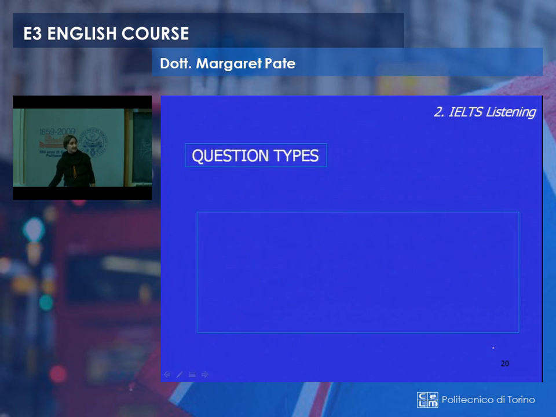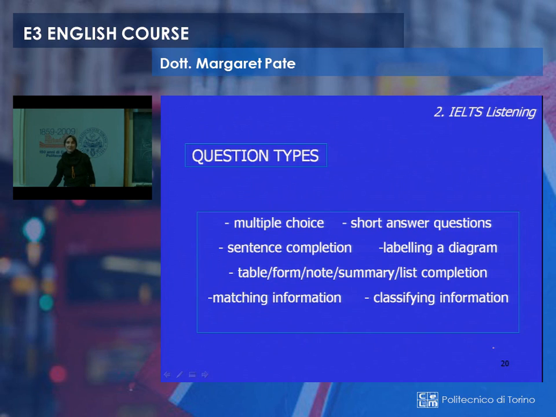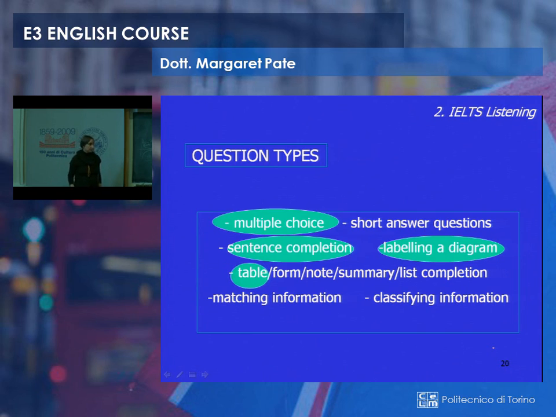Okay, remember in the listening paper, there are many, many different types of question that you could have to answer. Today we're going to look at the techniques for answering multiple choice, to label a diagram, that means to fill in a diagram with words that you hear. We're going to look at how to do sentence completion and also completing a table. Okay, so 4 different question types.